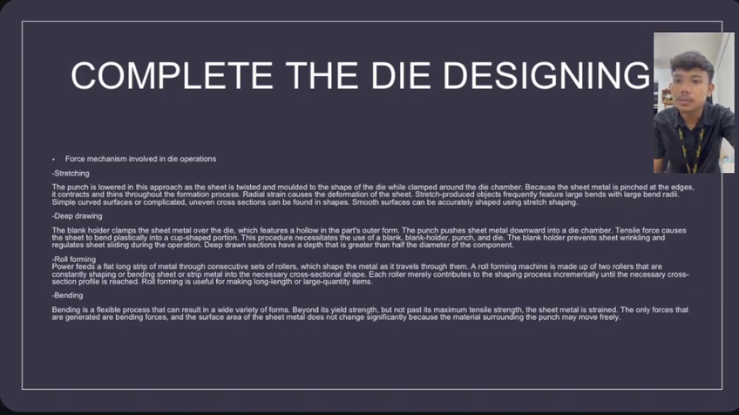Stretch-produced objects frequently feature large bends with large bend radii. Simple curves, faces or complicated uneven cross sections can be found in the shape. Smooth surfaces can be accurately shaped using stretch shaping.